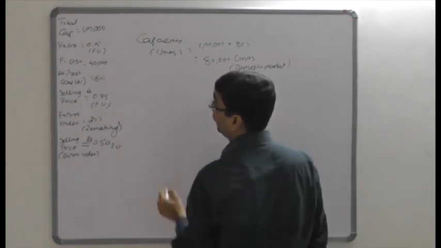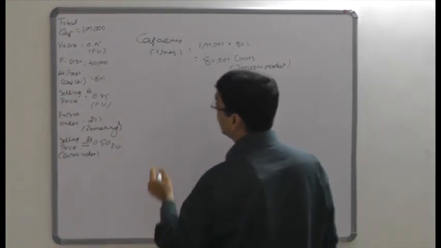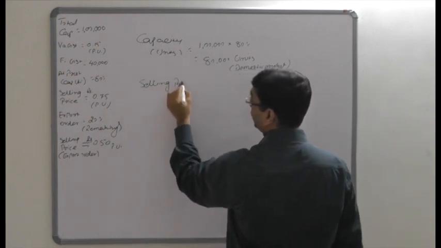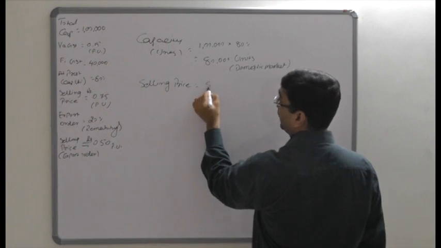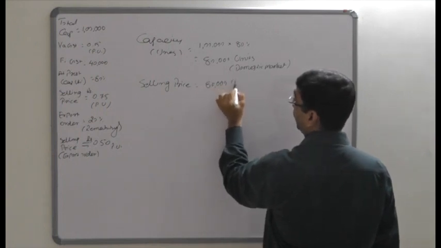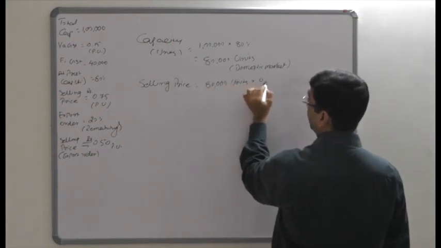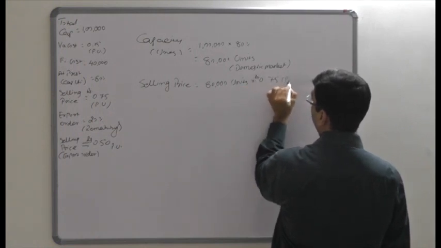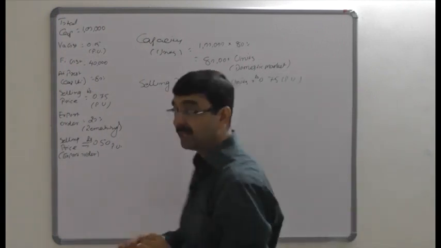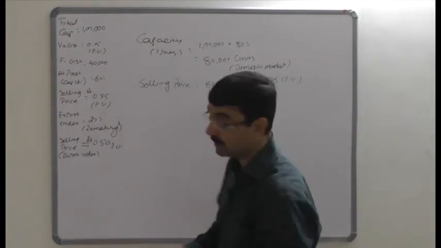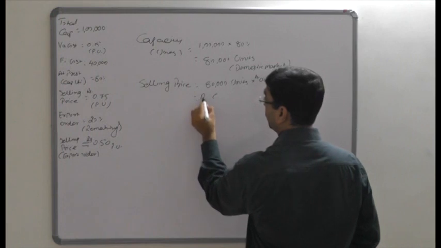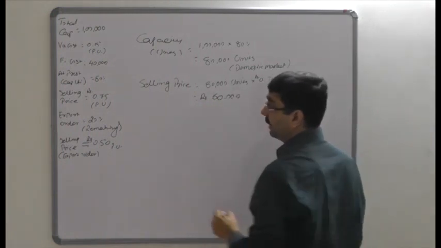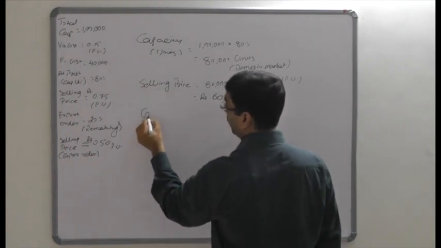Now we identify the amount of sales. The selling price is 80,000 units multiplied by 0.75 rupees per unit. So 80,000 units into 0.75 comes to 60,000 rupees. Their sales come to 60,000 rupees. Right? Now we'll find out the contribution.